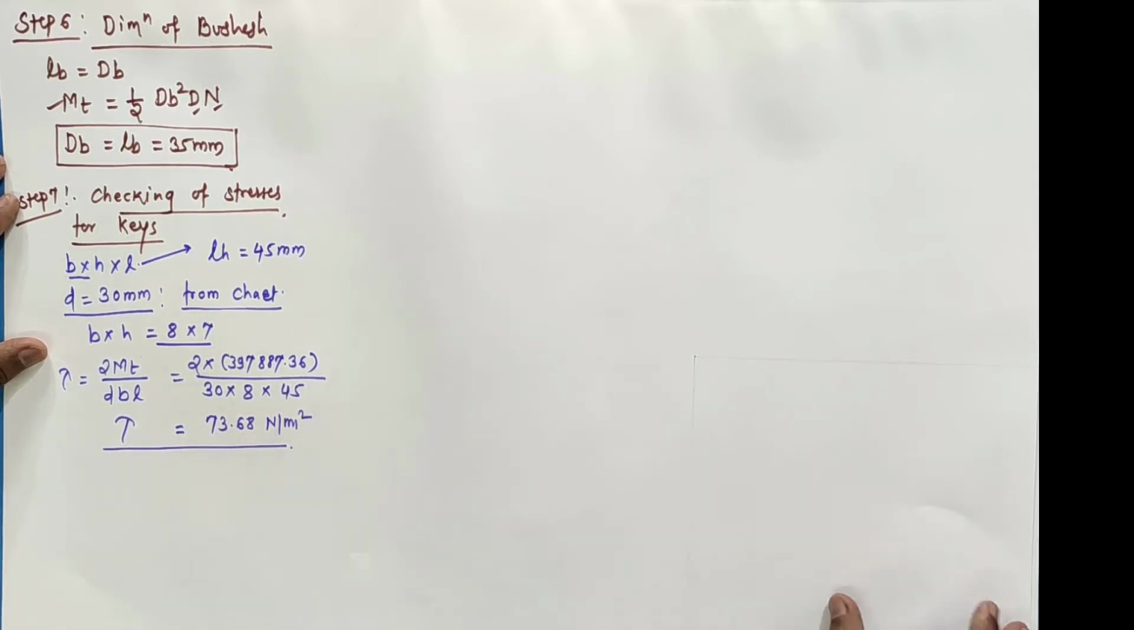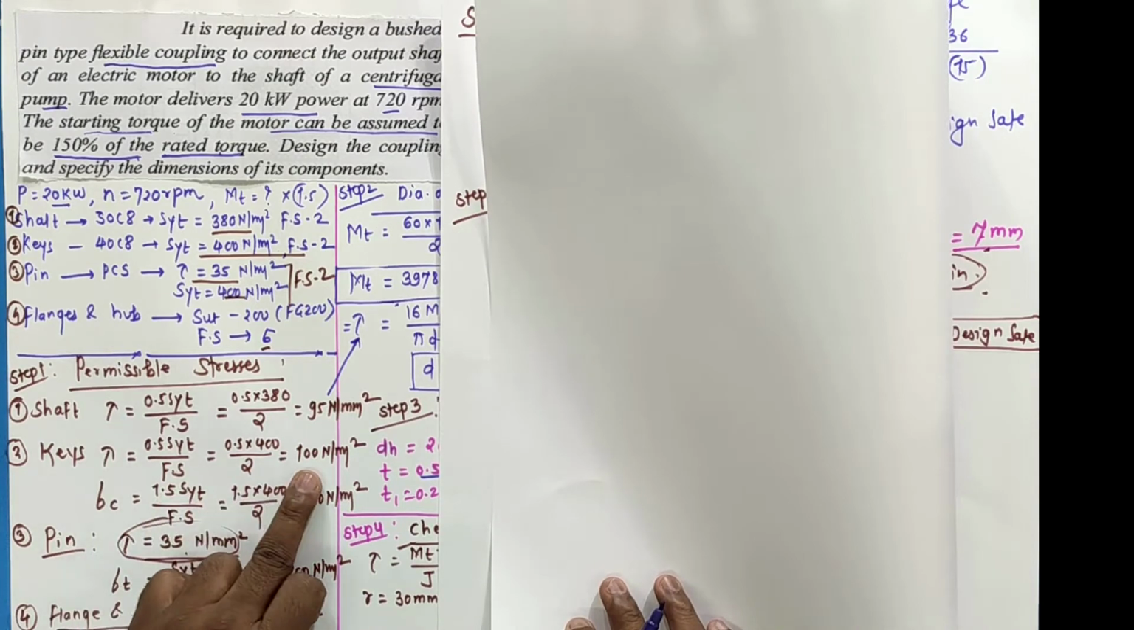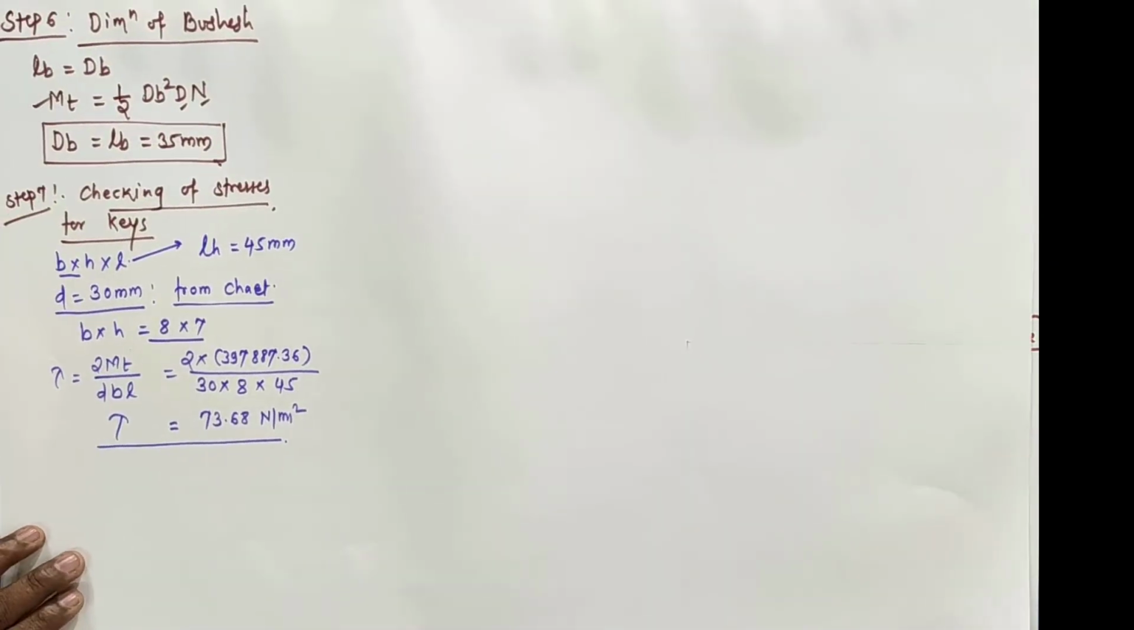Now I will have to check this with the permissible stress. Permissible stress for key, you can see here, key permissible stress 100. So it means calculated value is less than permissible stress, therefore design is safe for shear failure in case of keys. Second, crushing failure for the keys, 4 mt by DHL.